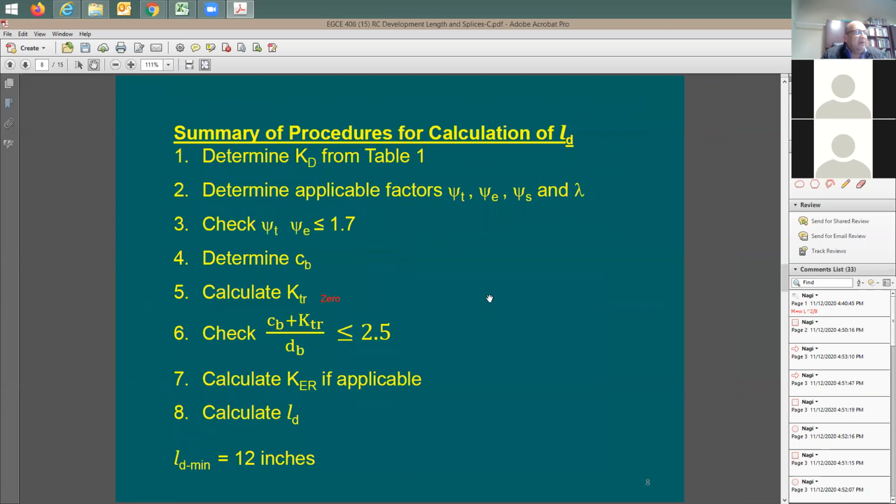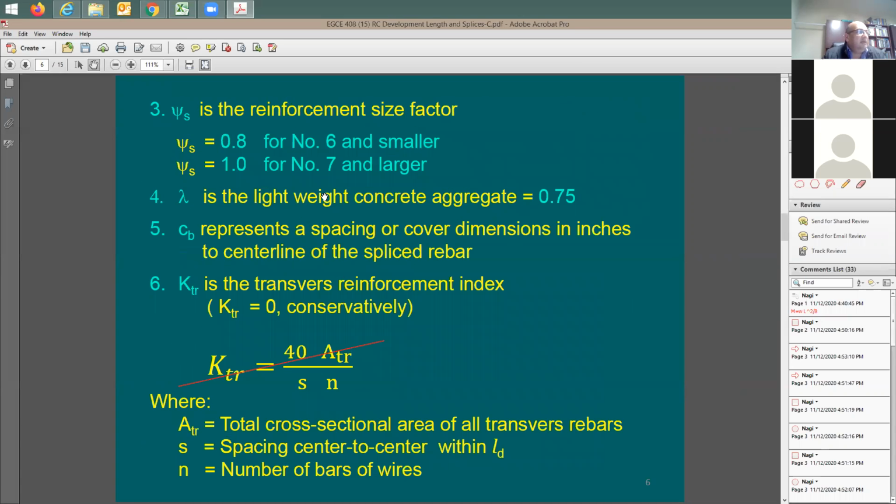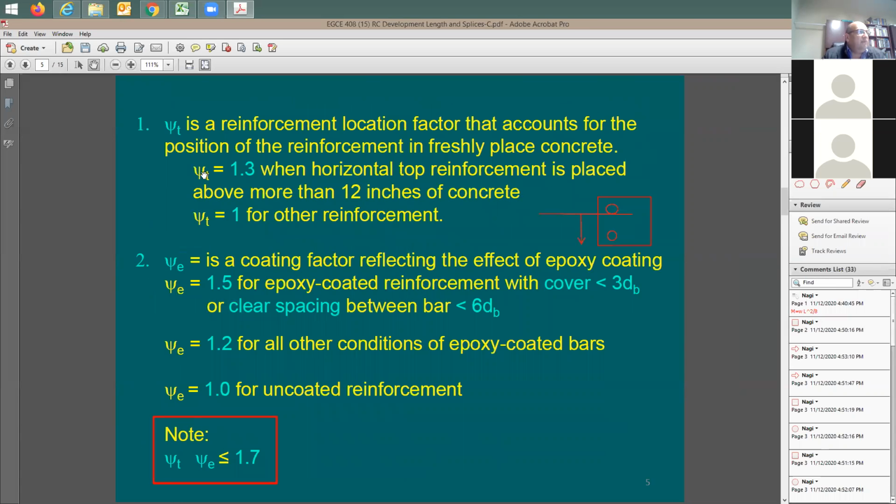So I'm going to go back here again to psi sub t. For the top rebars, it says it's going to be 1.3 versus 1, right? So 1 is for all other reinforcement. This includes horizontal bottom rebars and vertical rebars. So if you have a column in one of these exams, and I say, determine the development length for the vertical rebar of the column, you cannot really ask yourself whether this is a top rebar or bottom rebar. It's going to be a vertical rebar, and it's going to be covered with this psi sub t of 1.0.